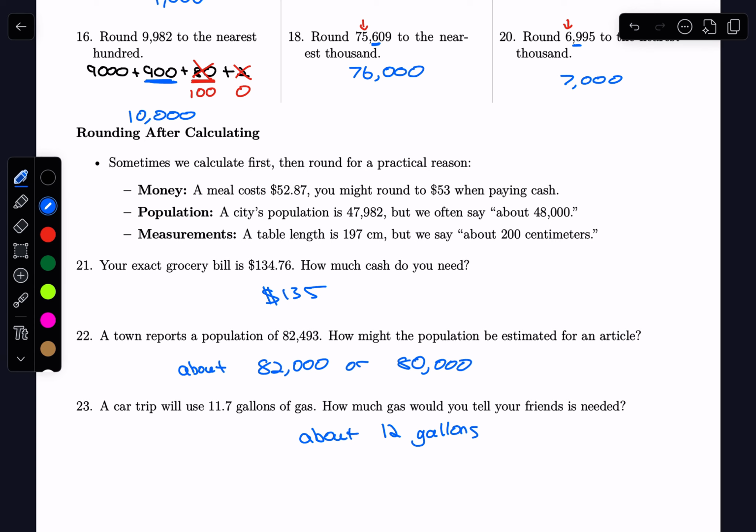You also might round to be 12 just because saying 11.7 is probably more specific than they care about, right? Even if it's true, 12 is probably good enough for them. So now I don't want you to get in the habit of saying things are good enough and not being exact, but I do need you to know how to round. That way, when situations present themselves, you are capable of doing so.